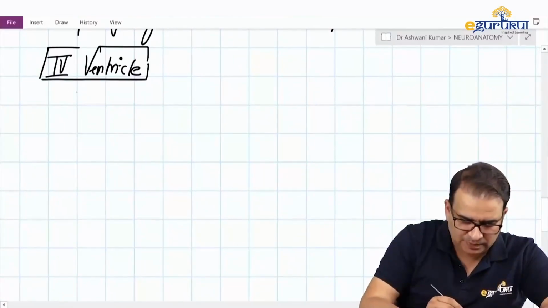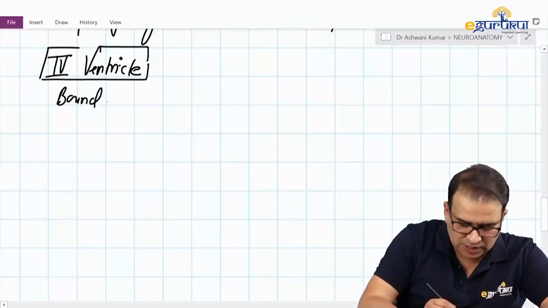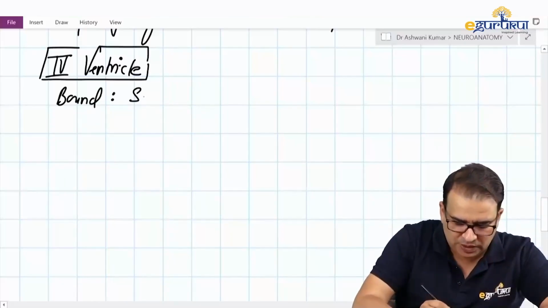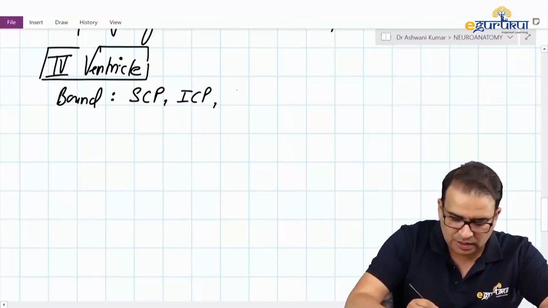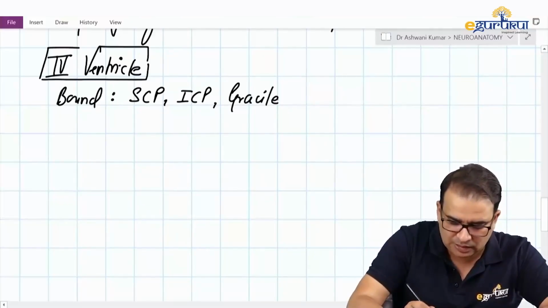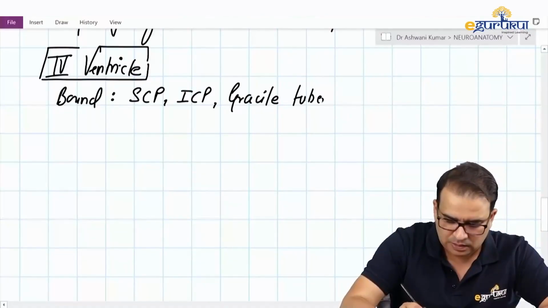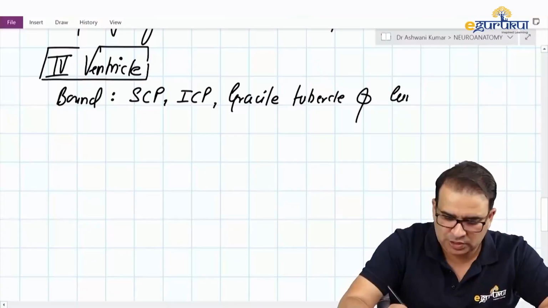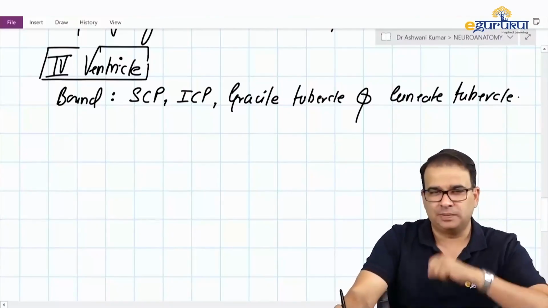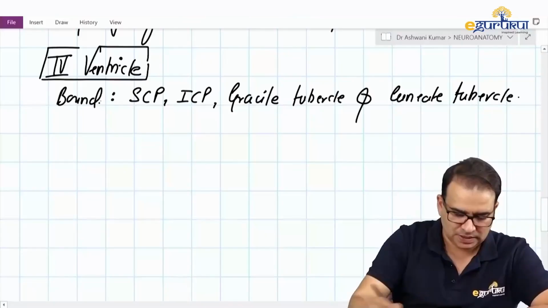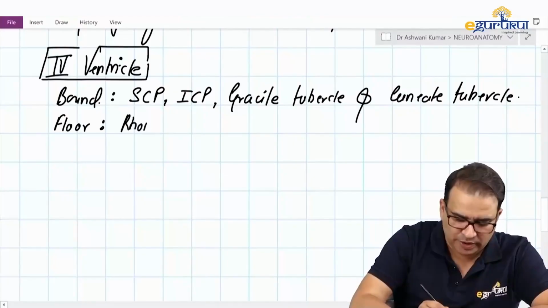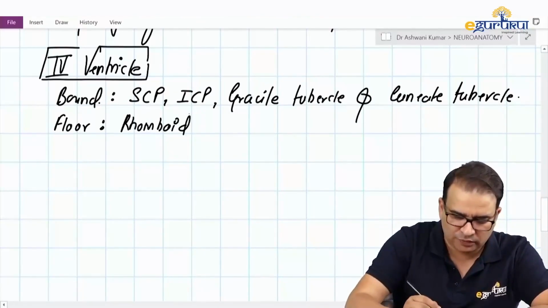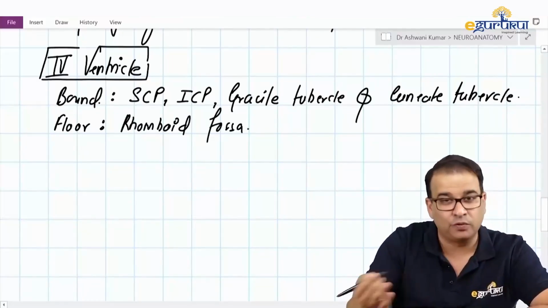First of all, starting with the boundaries, what structures are forming the boundaries of the fourth ventricle? It was the superior cerebellar peduncle, the inferior cerebellar peduncle, the gracile tubercle, and also the cuneate tubercle. Those were the boundaries. The floor we already discussed in detail, that is the rhomboid fossa only. Whatever we just discussed is all about the floor only. So the rhomboid fossa is the floor of the fourth ventricle.